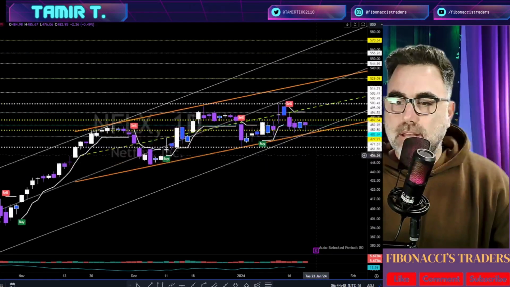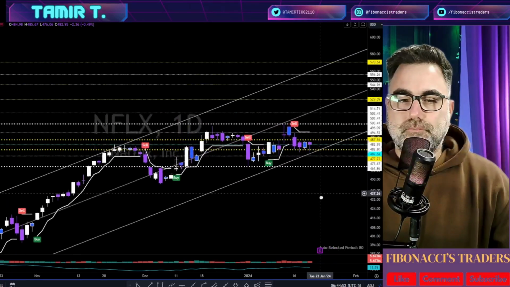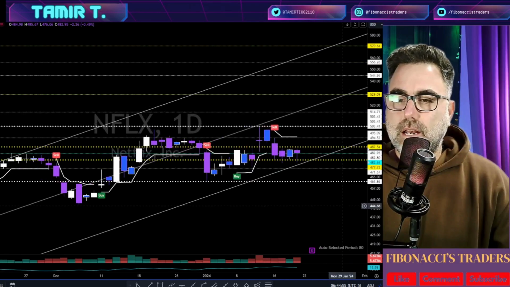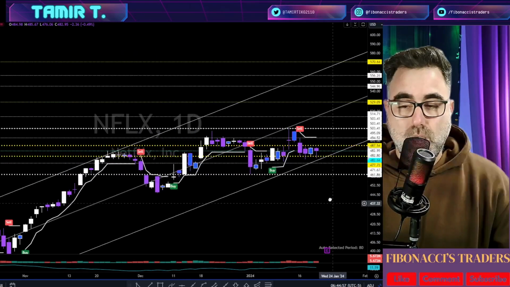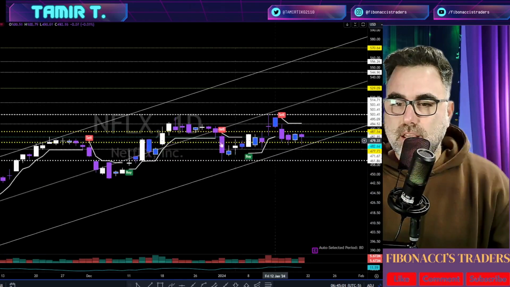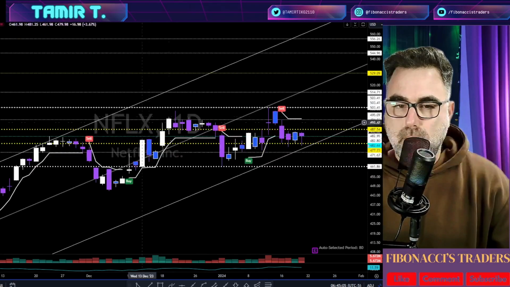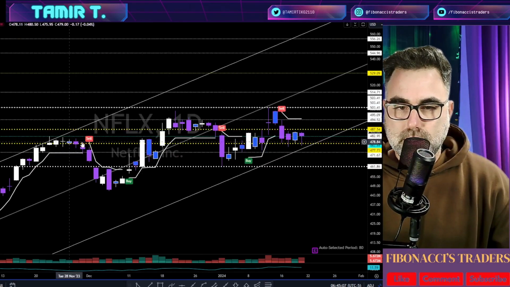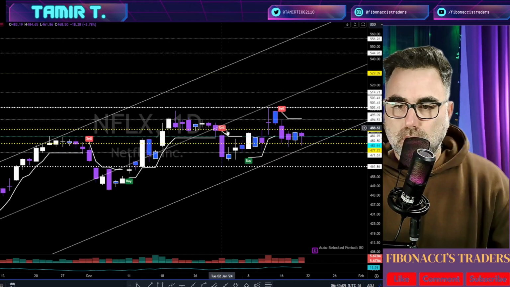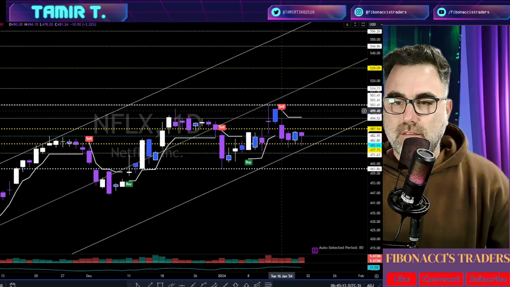Last but not least, Netflix. We don't need our trend lines because we have the FTI version 3 trend lines. Netflix inside the yellow zone. Look how this yellow zone is like a magnet for price. Resistance, support, inside, moving sideways. So for now we have a sell signal.